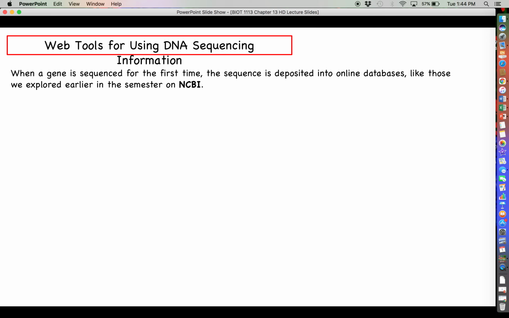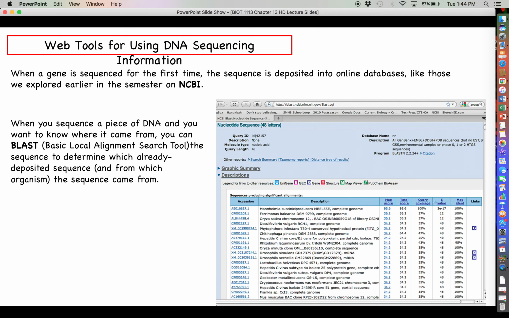So once a gene is sequenced for the first time, the sequence is usually going to be deposited into a variety of different online databases to make those sequences available to everyone. We've already explored web tools for using this DNA sequencing information, such as what you find on NCBI much earlier in the semester.